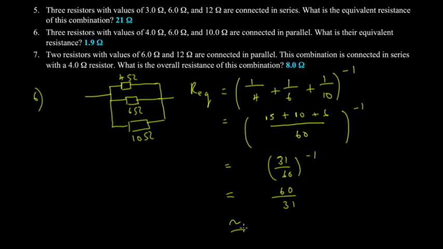Punch it on your calculator and see if I'm also going to do the same. So 60 divided by 31, you get 1.9 approximately, okay?